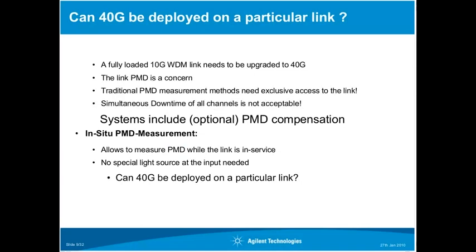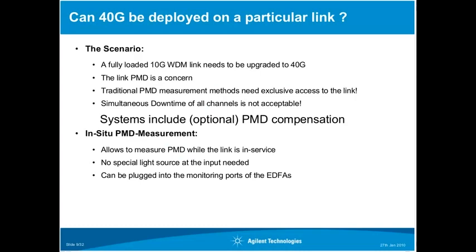The scenario basically is you have a fully loaded 10 gigabit WDM link, and this link needs to be upgraded to 40G. The reason why it needs to be upgraded is because it's full, right? So you probably earn a lot of money with 10 gigabit traffic, and you have to increase the capacity. If PMD is a concern for you, then you want to measure this link, but what you don't want is to turn off this link just for doing this measurement, because if you turn off all these, let's say, 40 or 80 channels, then this will cost you a lot of money.